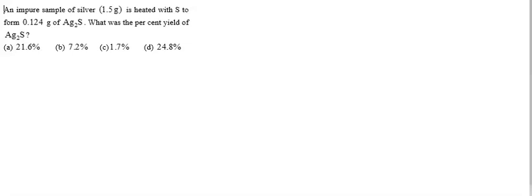So this is our first question. The question is: an impure sample of silver, which has a mass of 1.5 gram, is heated with sulfur to form 0.24 gram of Ag2S. What was the percent yield of Ag2S? So we have to find out the percentage yield of Ag2S.